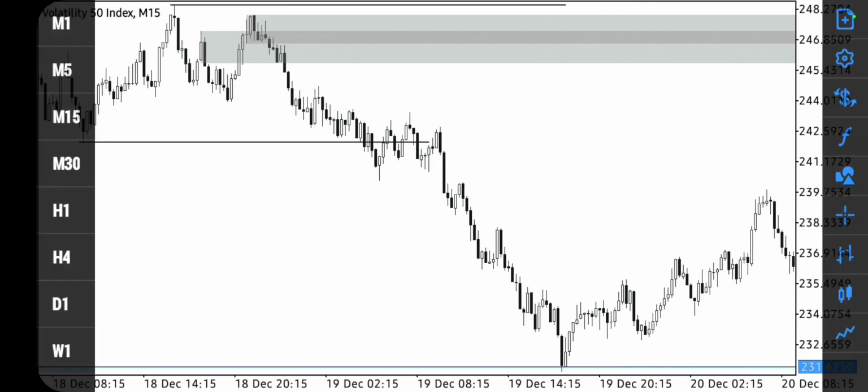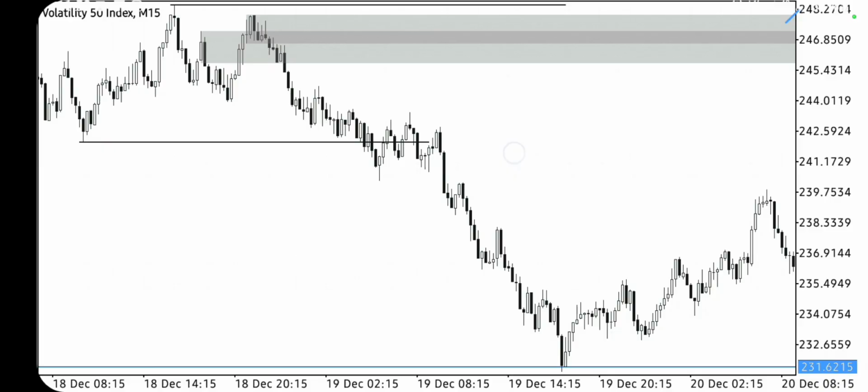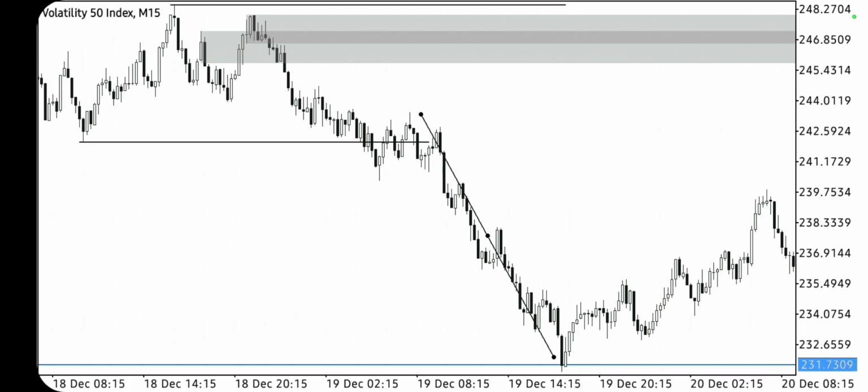So in this case, you can see that we had distance and momentum. We had a lot of distance away from the break of structure. There was a lot of distance away from the structure, so the market might possibly come back and use our secondary point of interest to continue the movement to the downside. So I'm going to be marking out the secondary point of interest right now.